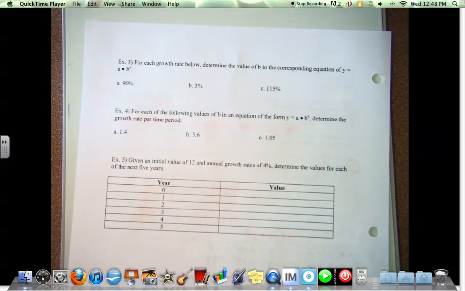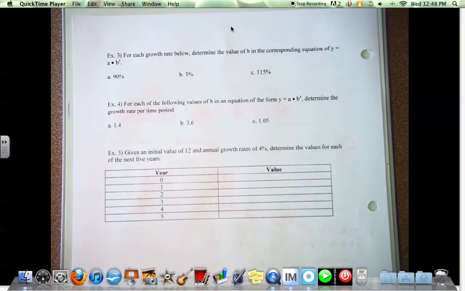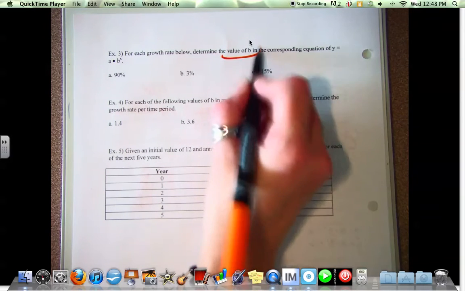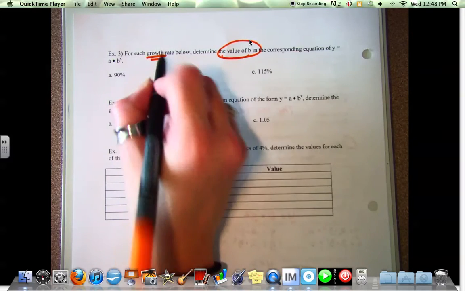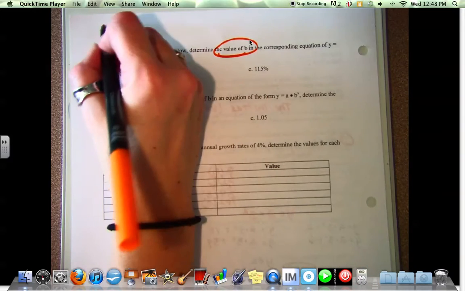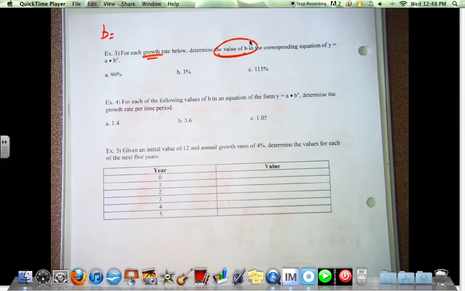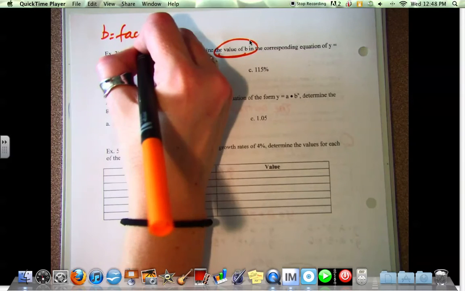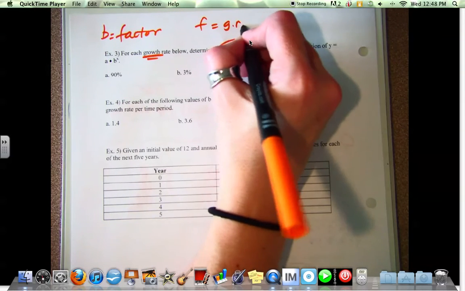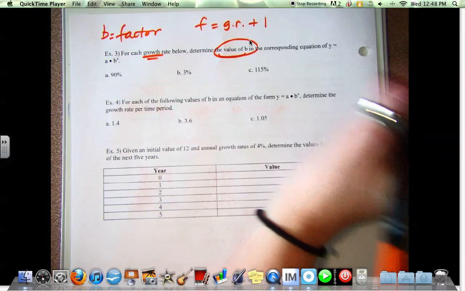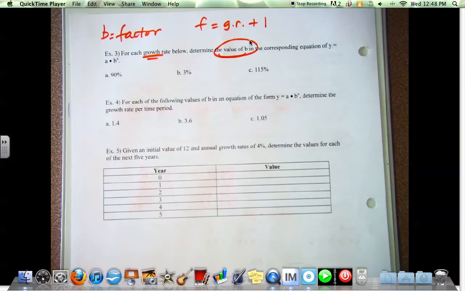For each growth rate below, determine the value of b and the corresponding equation of y equals a times b to the x. So what do we ask to find for all of these? The value of b, and we're given the growth rate. So the b is the same thing as the factor. And the factor has what relationship with the growth rate? It's 1 more. Factor is 1 plus the growth rate.